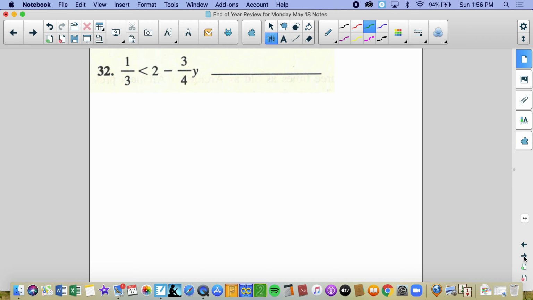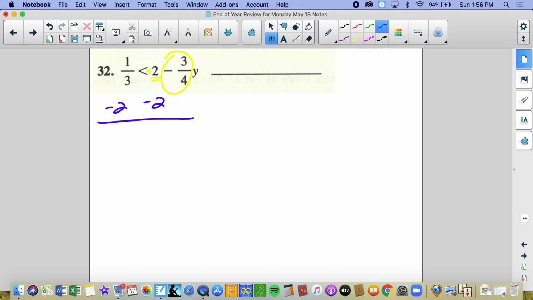This is not a compound inequality. This is a single inequality. It's a two-step inequality. Two-step because 2 things are happening to it. Negative 3/4 is multiplying it, and 2 is being added to it. How do I know it's being added? Because that's a positive 2. So what are we going to get rid of first? We're going to get rid of the things being added and subtracted to it. So we're going to subtract 2 from both sides.